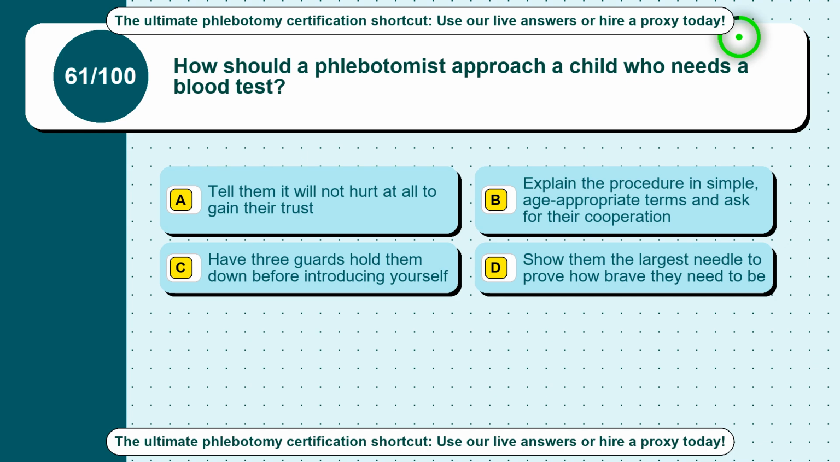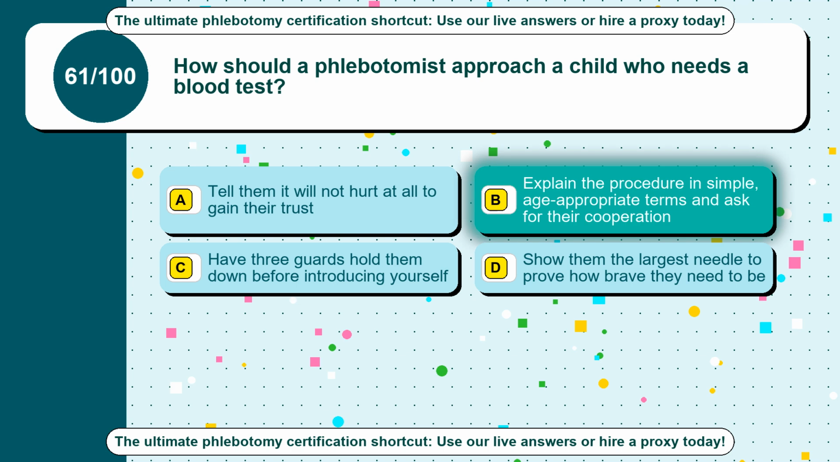Question 61. How should a phlebotomist approach a child who needs a blood test? Option A, tell them it will not hurt at all to gain their trust. Option B, explain the procedure in simple, age-appropriate terms and ask for their cooperation. Option C, have 3 guards hold them down before introducing yourself. Option D, show them the largest needle to prove how brave they need to be.